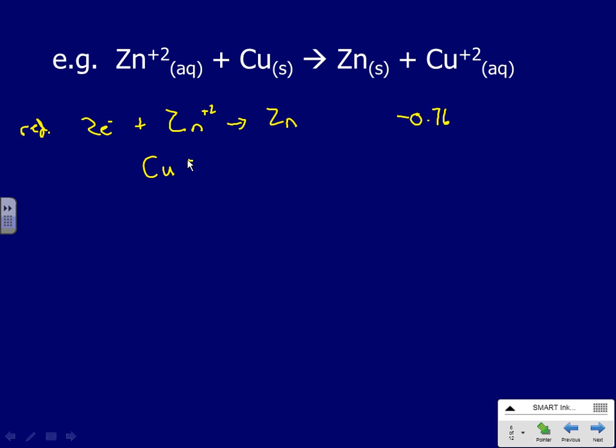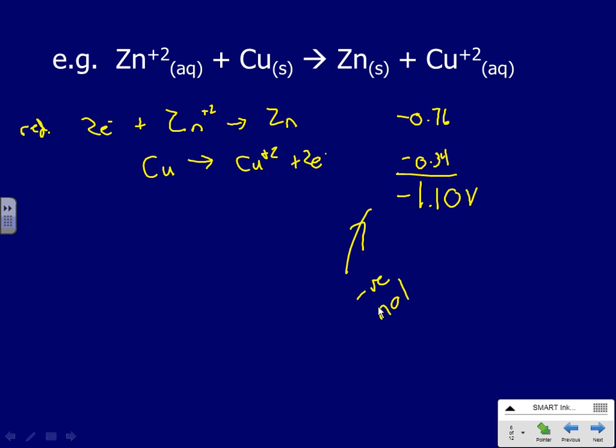And then our copper solid is becoming copper plus 2. And I need my 2 electrons here on that side. And that one was, what was it? 0.34? Was it 0.34? But I flipped it now, right? So it's actually negative 0.34. And now when we add those, we get negative 1.10 volts, obviously, which is fine that I used an obvious one. And when you get a negative there, it is not spontaneous.